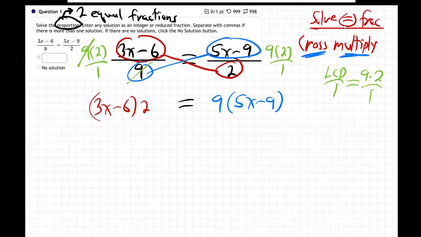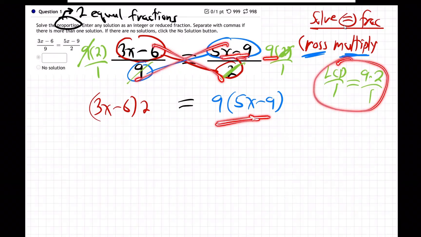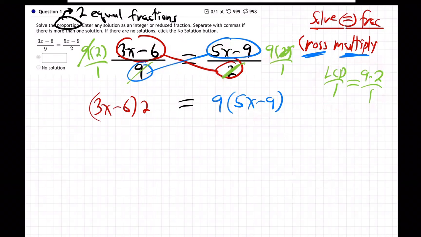And then what will happen on the other side? The 2's will cancel. And what do we got? 9 times 5x minus 9. You see it's the same effect? Do you see in the end, it's the same thing as just multiplying by LCD over 1. You can just go diagonal, diagonal. Now, the other thing you might think is, well, that's easier then, Mr. Heron. Why didn't we do that all along? Well, it's only the same thing when you just have one fraction on each side.